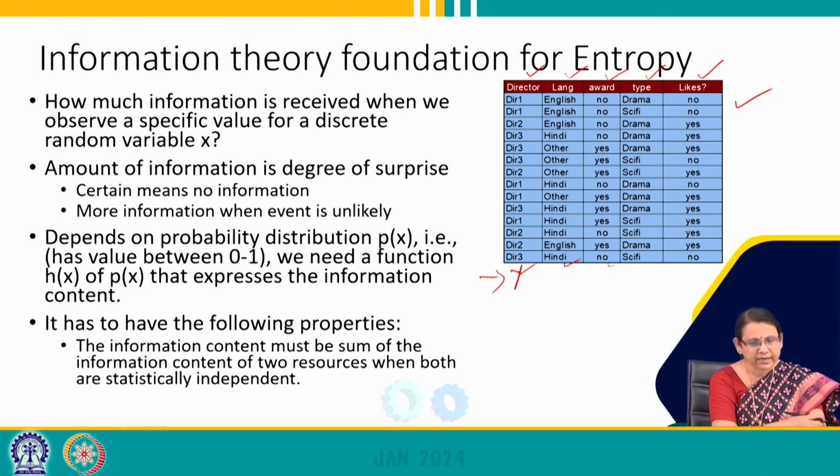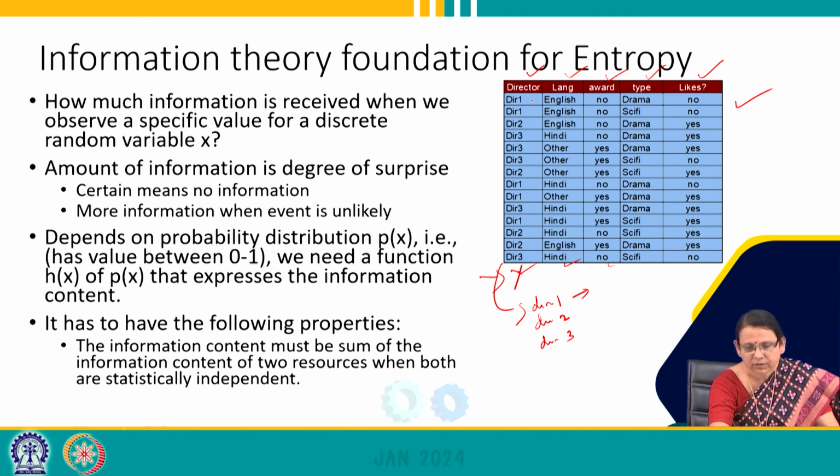Now, how do we get a quantification of that? That is the issue. Depending on the probability distribution Px, that has a value between 0 and 1, we need a function Hx of Px that expresses this information content. Now, how do we get these Px values? The random variable here can take the values dir1, dir2 or dir3. So, what is the probability of having dir1?